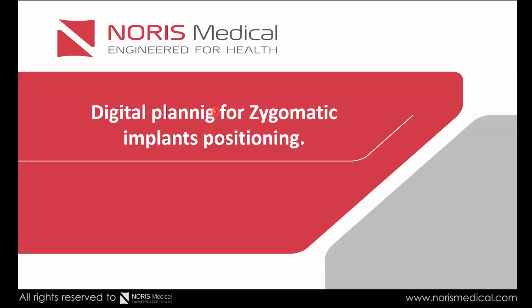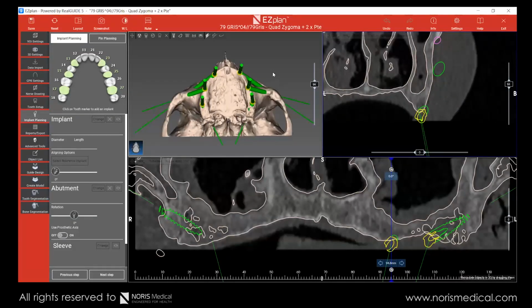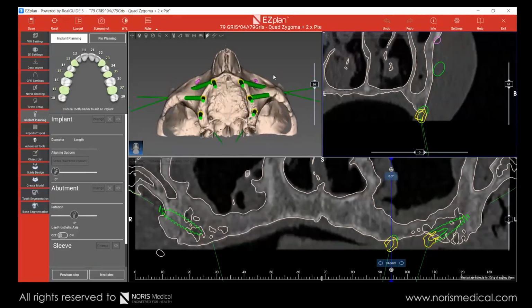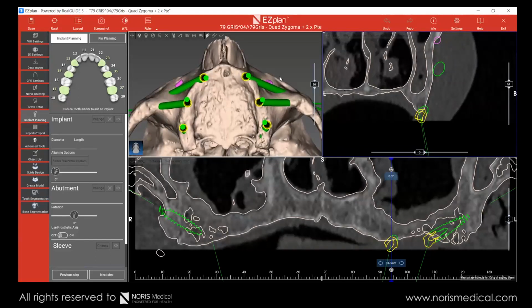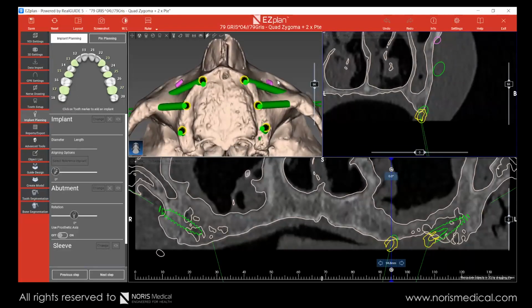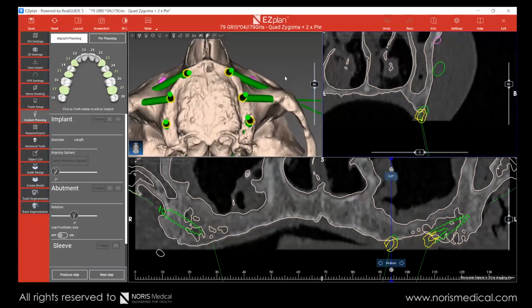Okay, so now we will go through some digital planning for zygomatic implants on software. Let me just do that. I've shared a screen now where we have the software that we can plan. We can plan any implant, but it's very easy to plan the zygomatic implant. It's called EasyPlan, and it's our software.